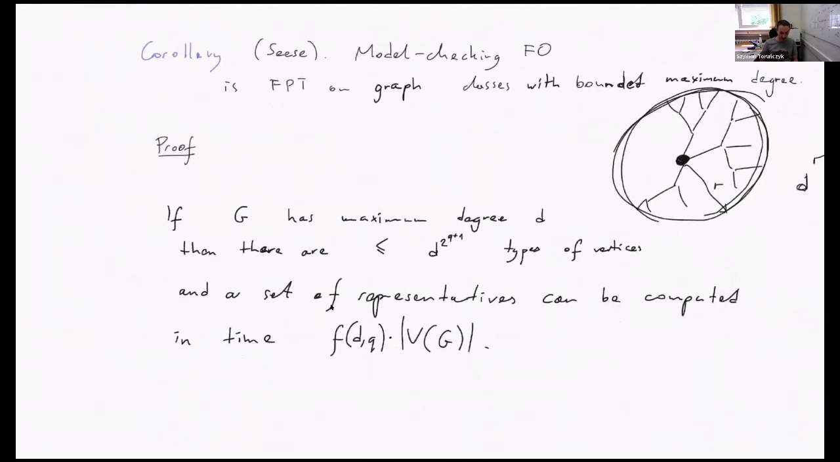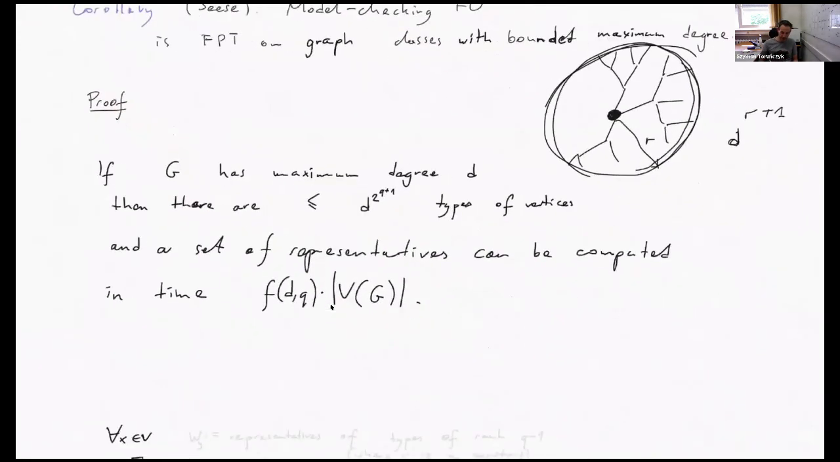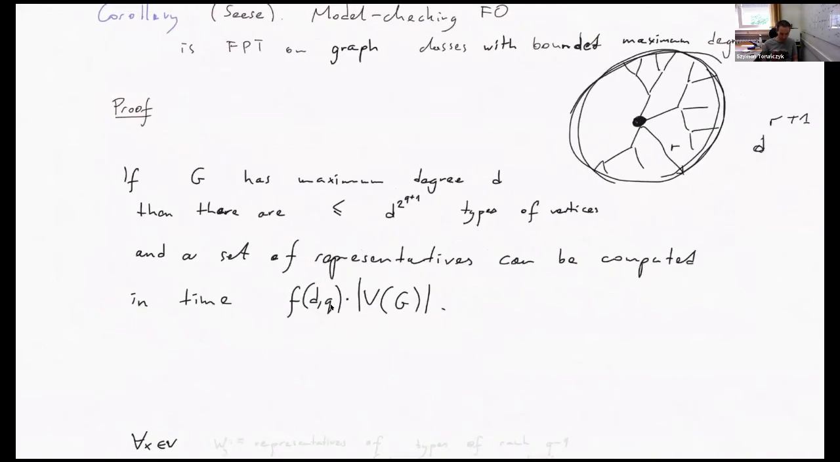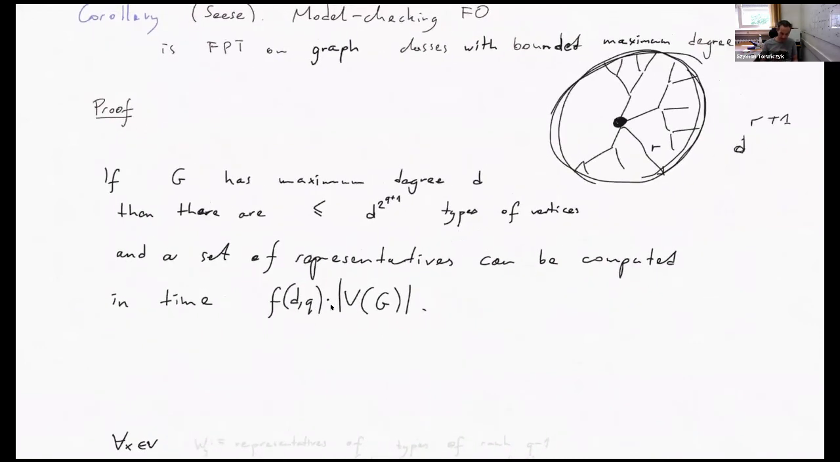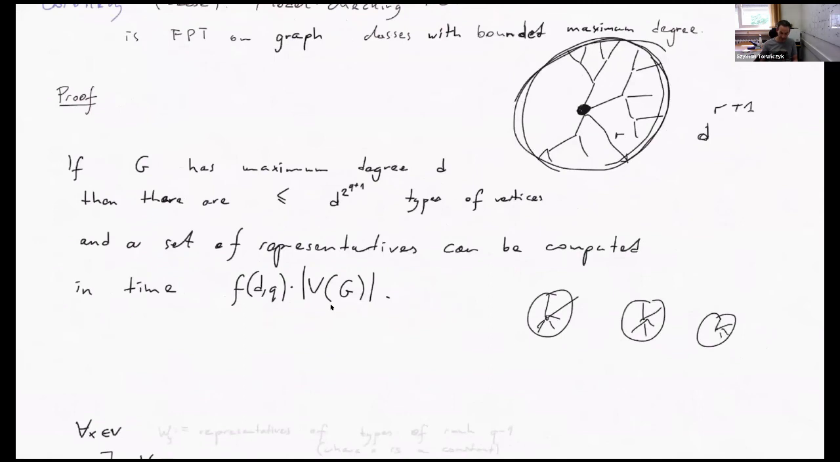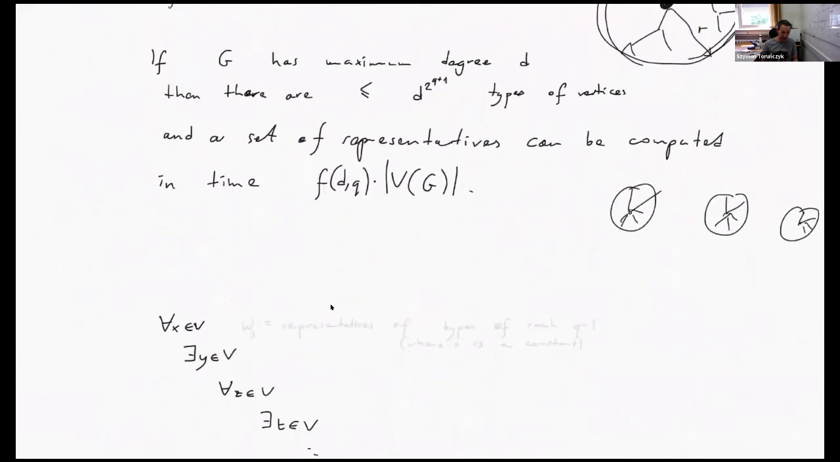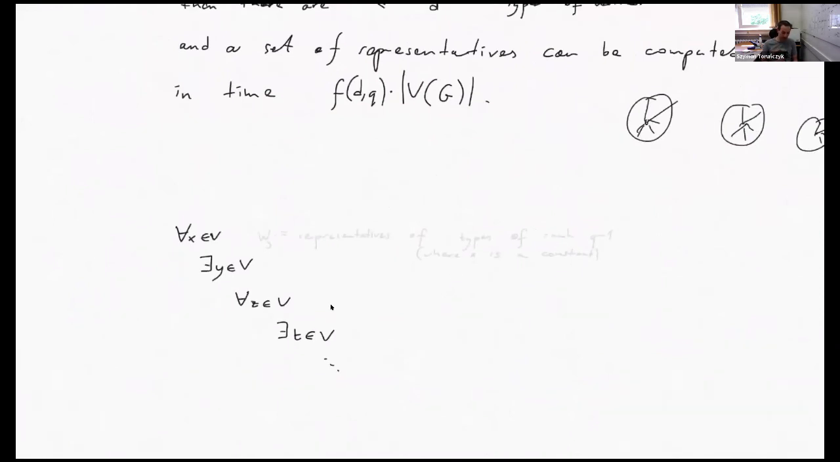And given a graph of maximum degree at most D, we can compute a set of representatives of all local types of rank q in linear time. We just need to look at all vertices in the graph G and look at their isomorphism types of radius 2 to the power q plus 1 around those vertices. We can compute all those representatives, and this way we can simplify our naive algorithm.